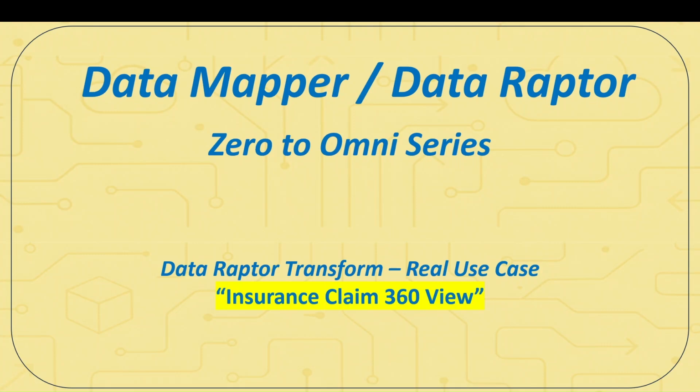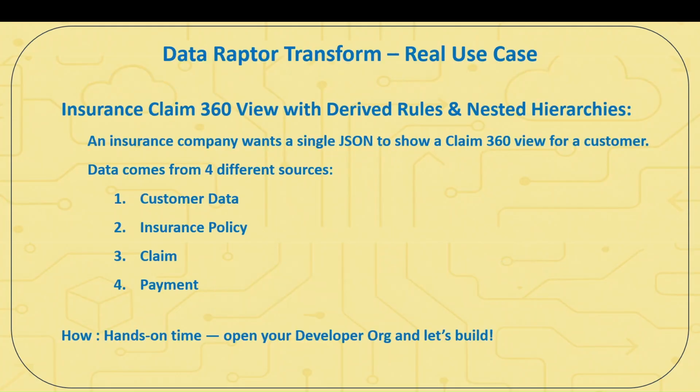In this video, let's see one more real use case on DataRaptor Transform. The problem statement is an insurance claim 360-degree view with some rules and nested hierarchy. An insurance company wants a single JSON to show a claim 360-degree view for a customer.